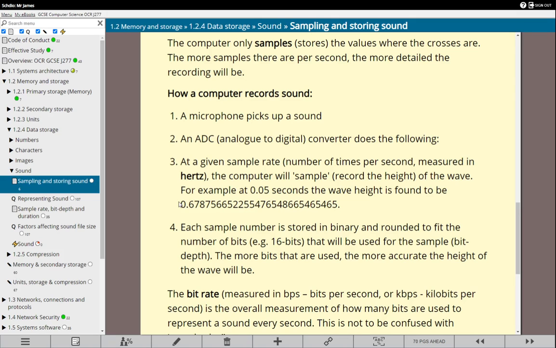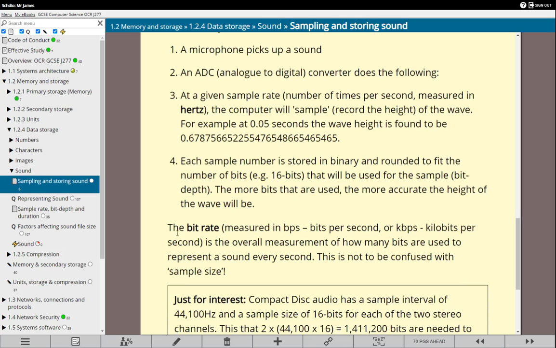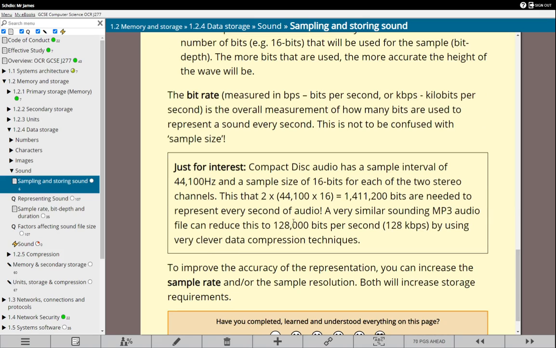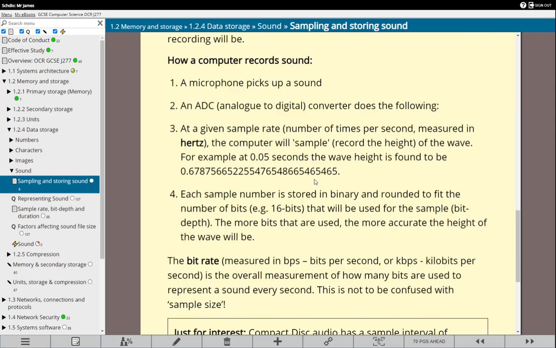Hopefully this is making sense to you. It talks down here about bit rates. We don't need to be worried about that. So if we look at a typical audio file, it might be sampled at 44,100 hertz. That means every 44,100 times per second, we take a sample. And if it's a 16-bit audio file, we'll use 16 bits to record each sample. Right, so when you think about it, that is an awful lot of data that we need to be able to represent a wave accurately.